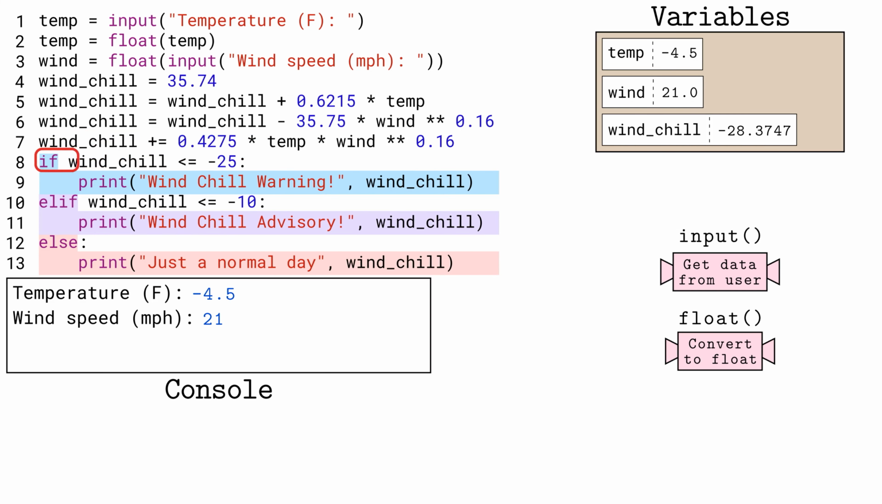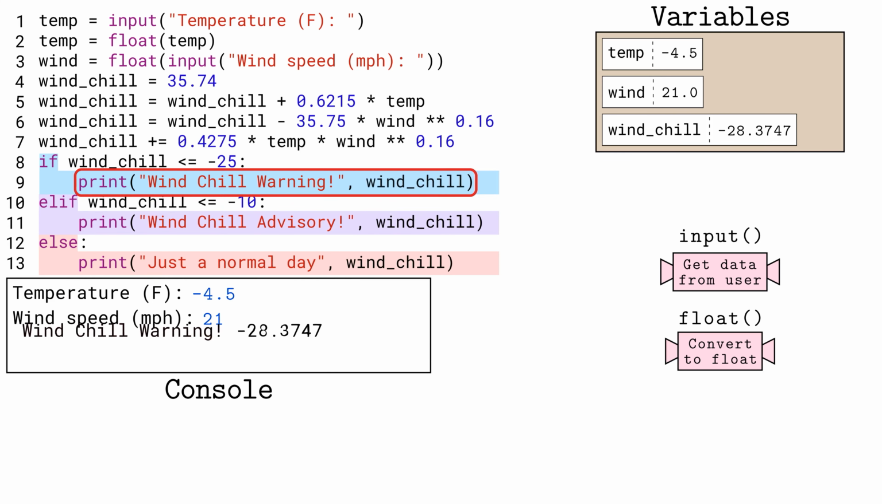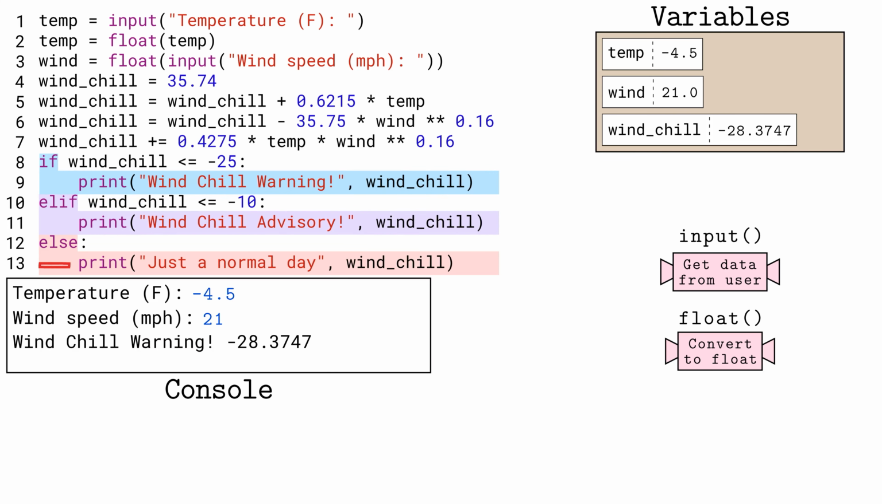Going into line 8, the Windchill has been calculated to be -28 and change. Python now asks a question about that variable. Is it less than or equal to -25? This is a true statement, so Python will run the indented blue code, displaying the Windchill warning and the temperature. Then, Python will skip the elif and else statements because it's already found one true statement in this conditional chain. Thus, the program flow reaches the end and terminates.